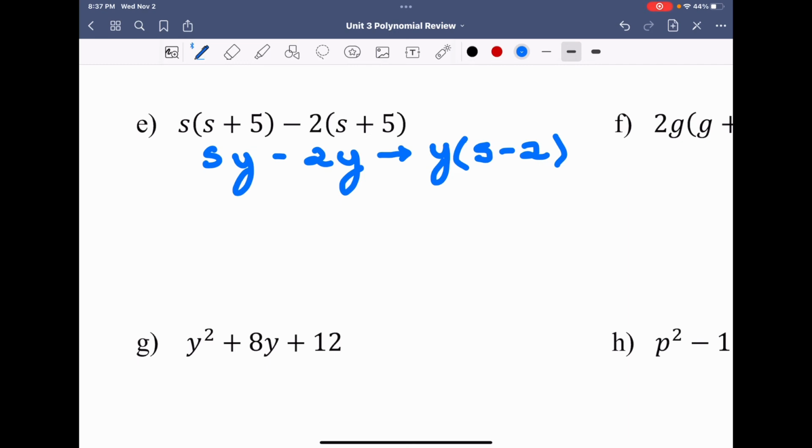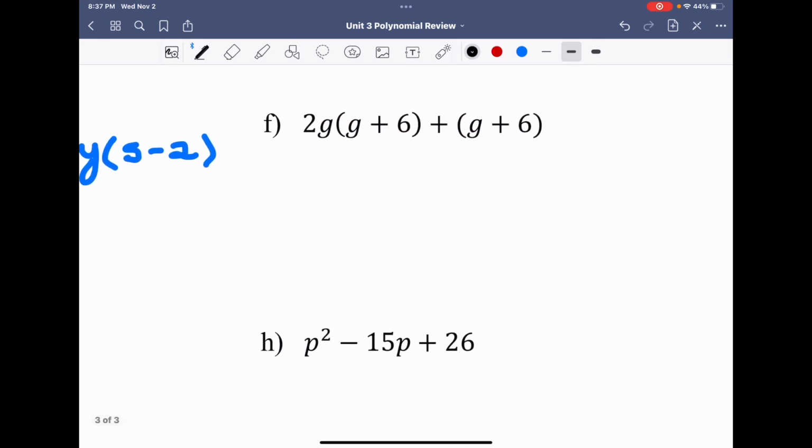Now we just have a binomial that is shared between the two. So that common binomial, or the thing I can remove out front, is s plus 5. What am I left with? I'm left with the two coefficient terms, or s minus 2 as my second factor here.